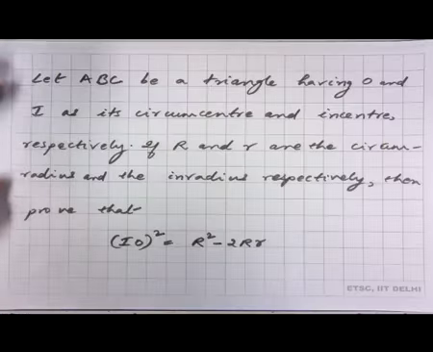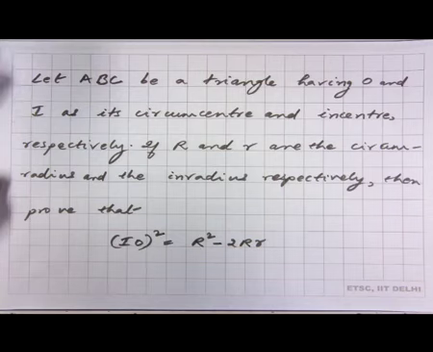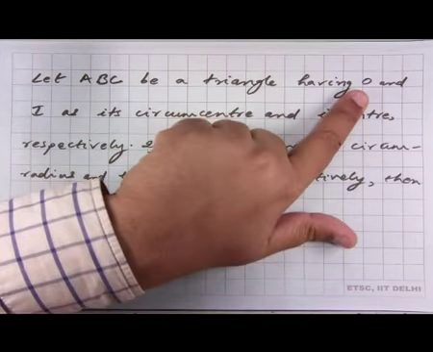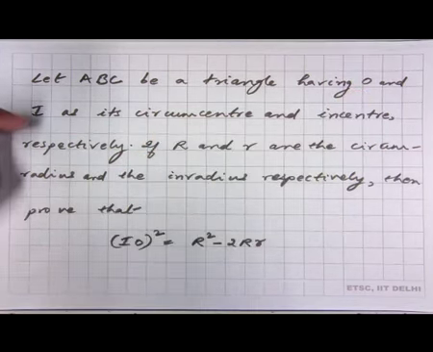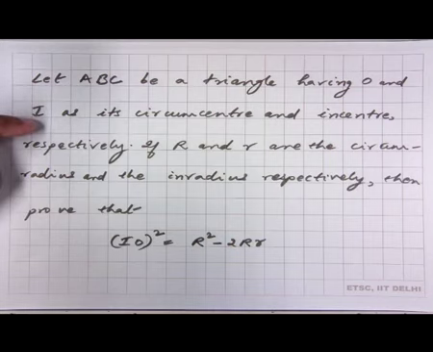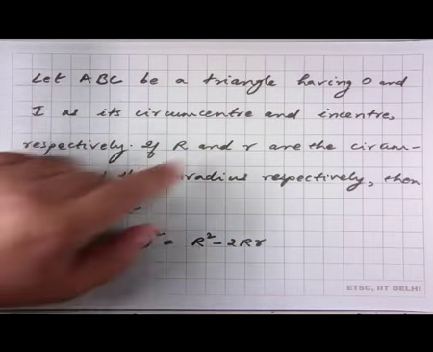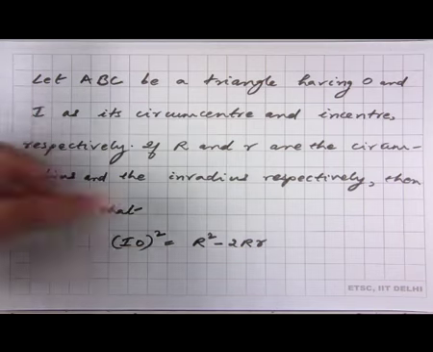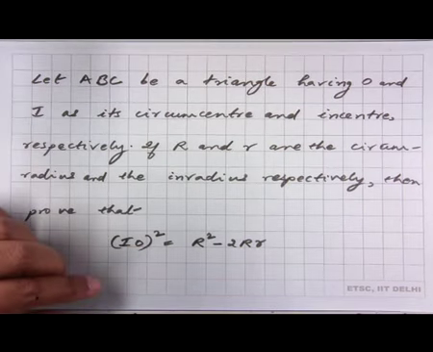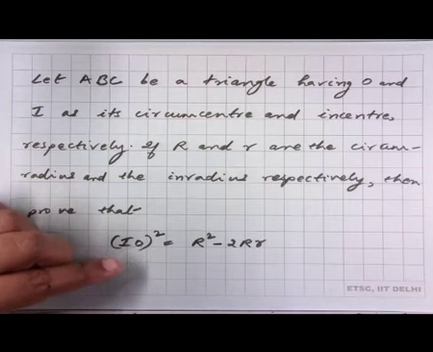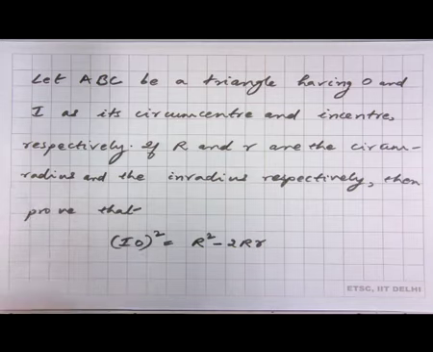Let us take the next problem. In this problem, it is said that we have a triangle ABC whose circumcenter is denoted by the point O and whose incenter is denoted by the point I, and let R and r be the circumradius and the inradius respectively. Now we have been asked to show that the square of the distance between the circumcenter and the incenter is this quantity.